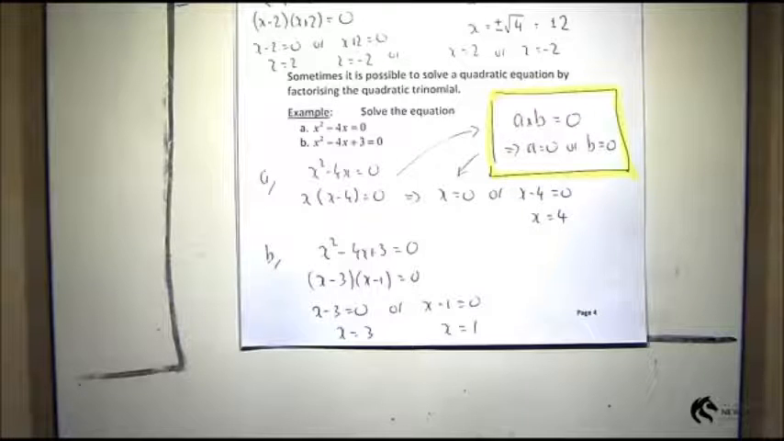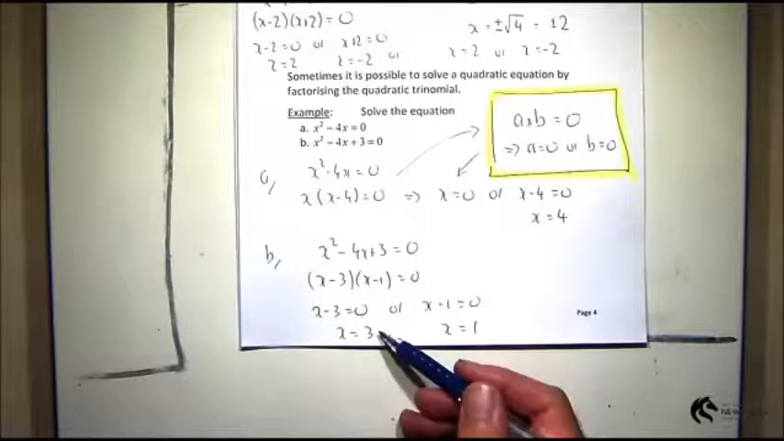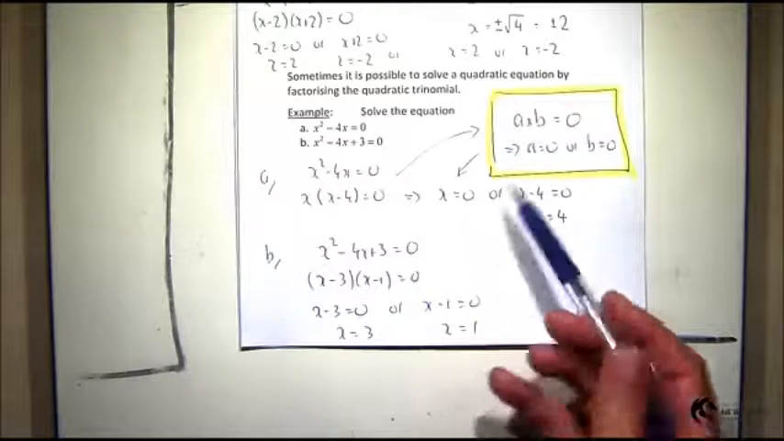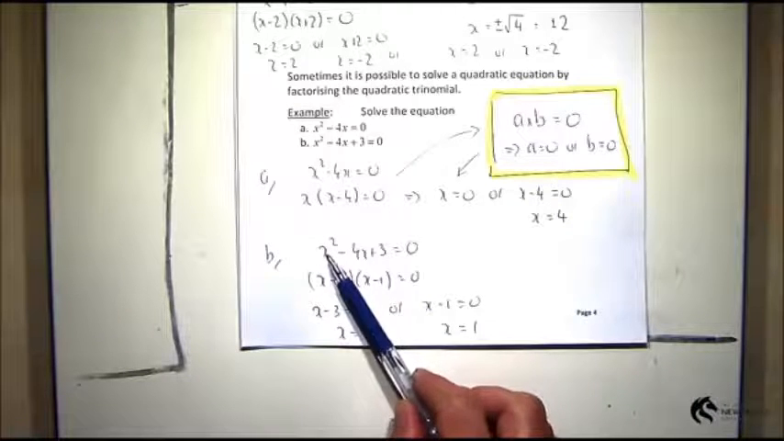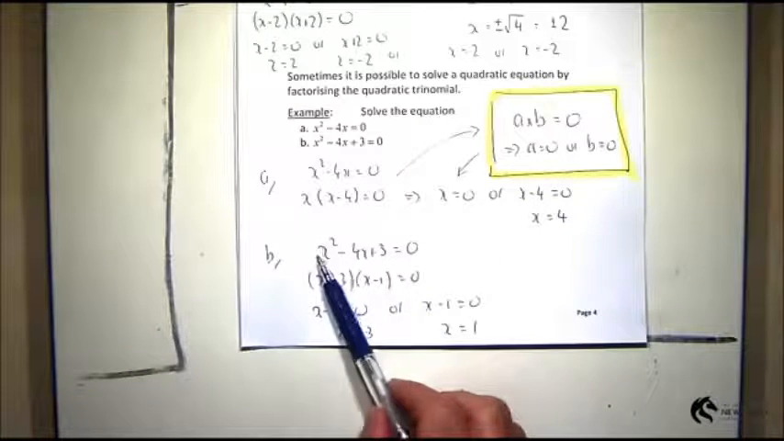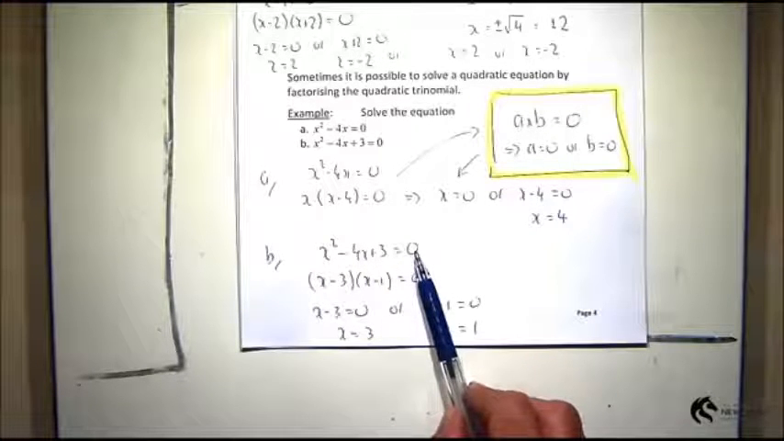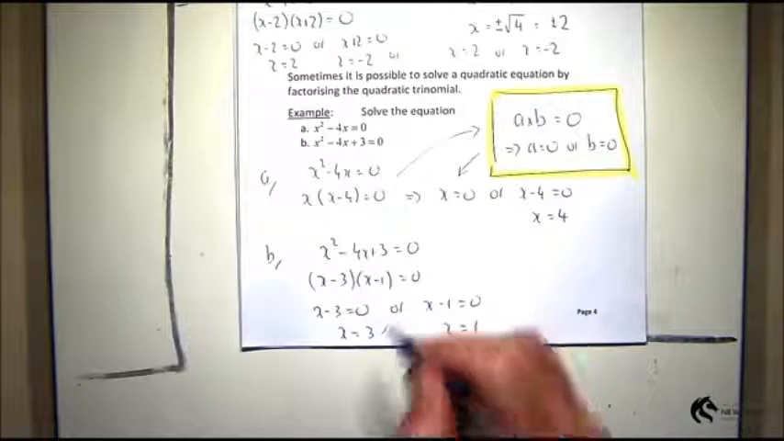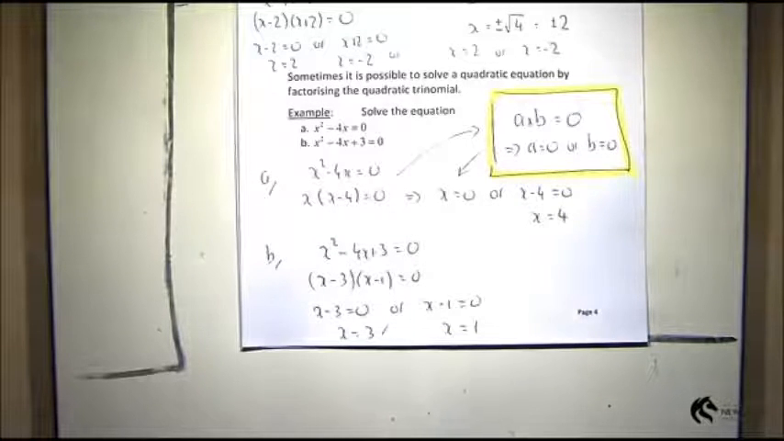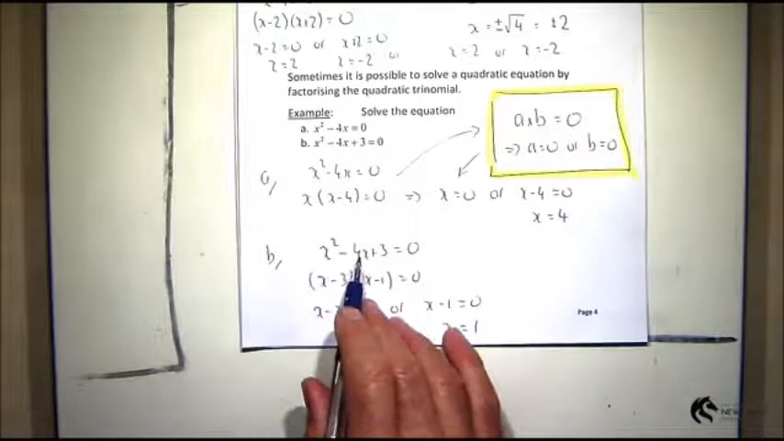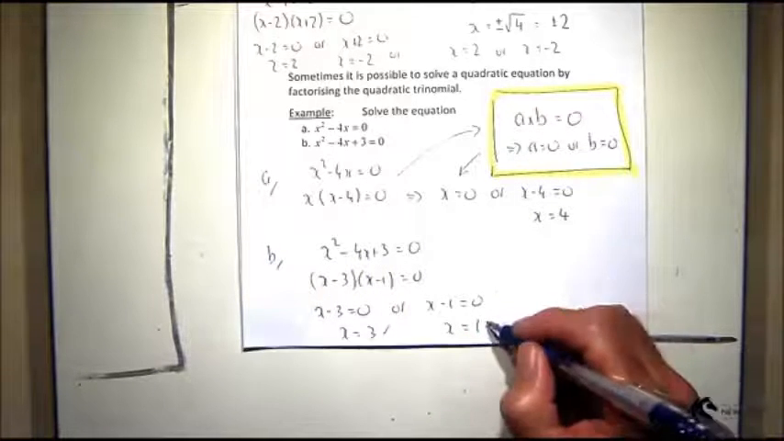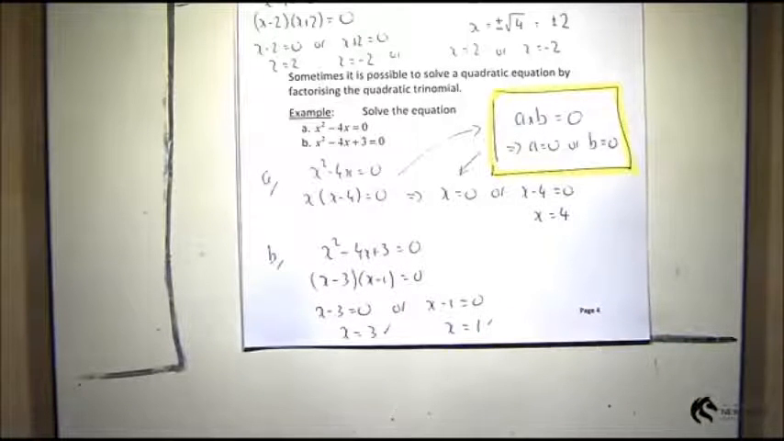Having arrived at, in this case, two solutions, I then can say, well, look, am I correct? Well, let's check it. Let's put x equal to 3 back into my original equation. 3 squared is 9. 9 minus 4 times 3, 9 minus 12 is minus 3. Minus 3 plus 3, 0. Tick. I feel confident. Likewise with 1. 1 minus 4 is minus 3. Minus 3 plus 3, 0. Tick. So I know I got it right because I checked my answers.